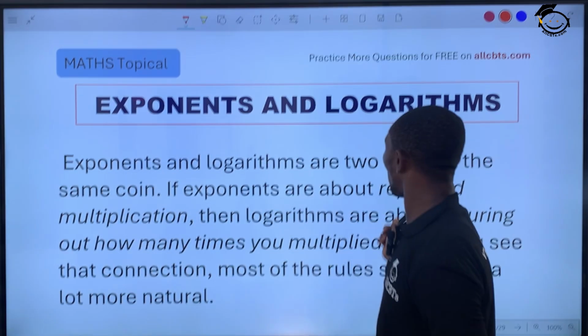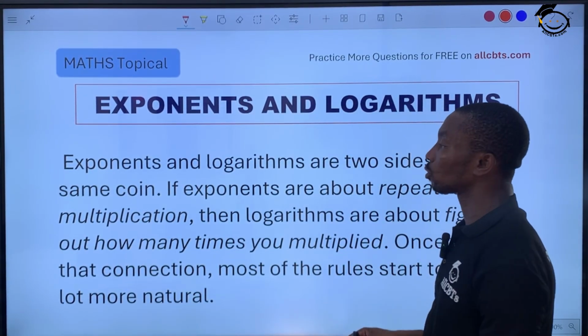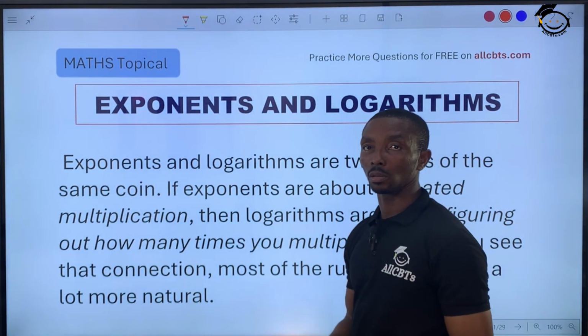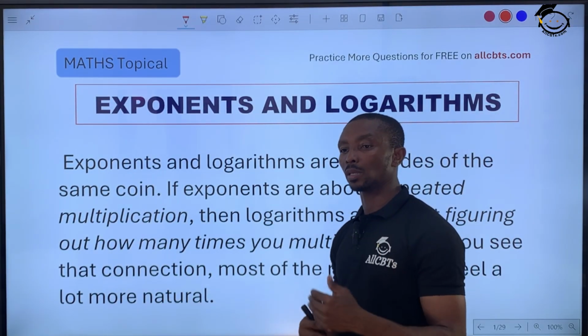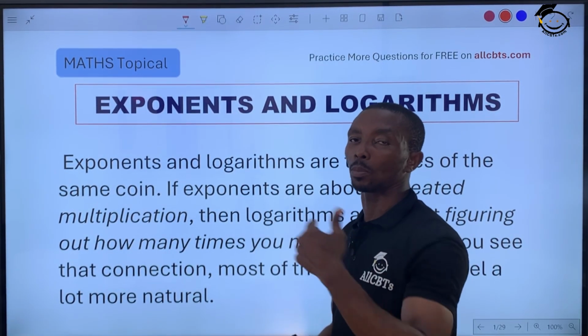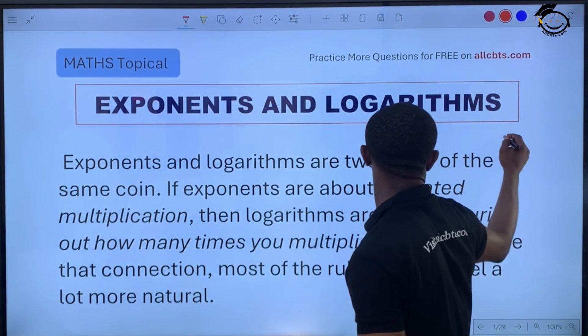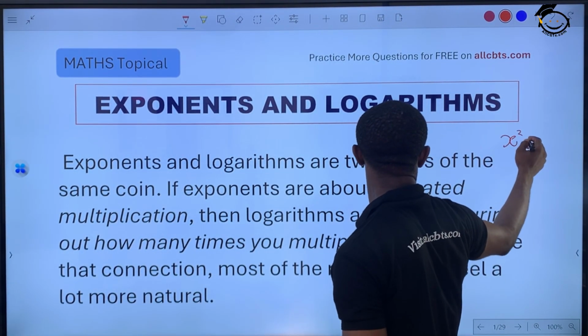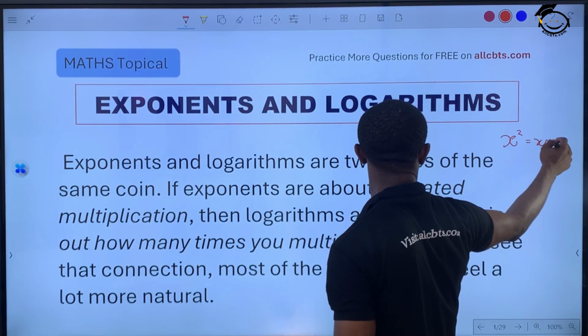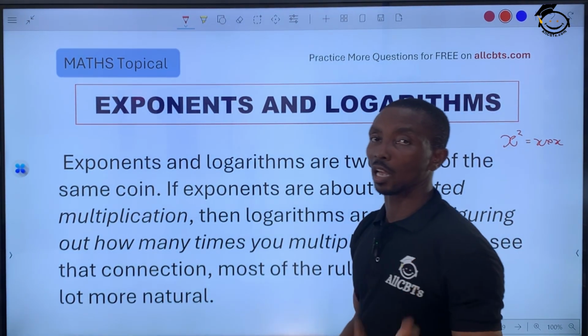Okay, exponents are about repeated multiplication. How many times a particular number is multiplying itself, that's exponents. Say x raised to power 2, that is x times x. All right, that is exponents.